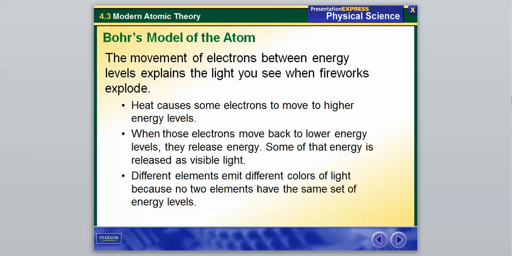So that's why we need to know about energy levels, and again, Bohr is the guy that came up with that. So that's it for the first part of this section. Let me know if you have any questions.